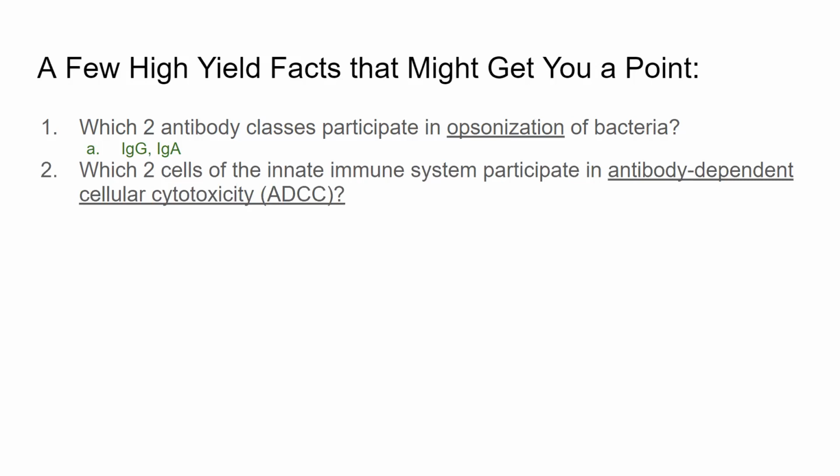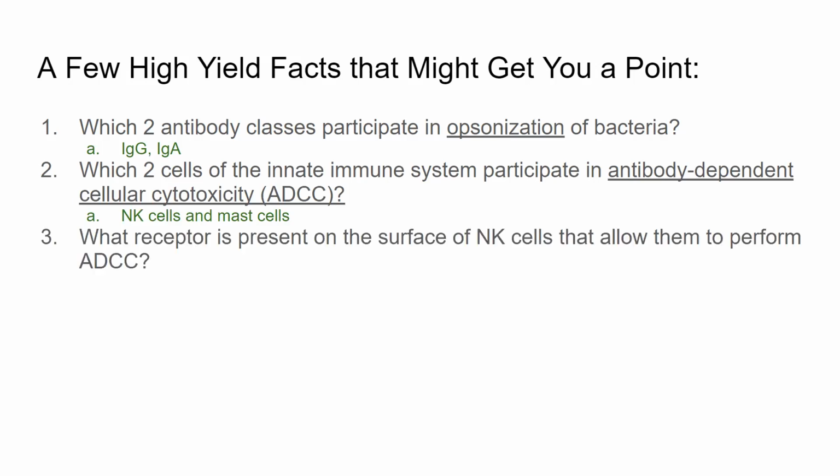What about this thing called antibody-dependent cellular cytotoxicity? There's two cells of the innate immune system that do this. NK cells and mast cells do this ADCC. So what receptor on NK cells allows them to do this ADCC? Fc gamma R3. That comes up a lot for some reason.